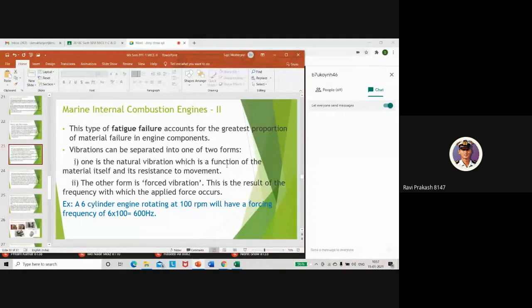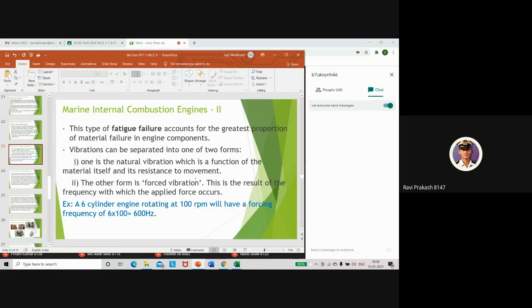One is the natural vibration, which is a function of the material itself and its resistance to movement. And the second one is the forced vibration. It cannot vibrate unless there is some force applied to it. That means if I force it, then only it will vibrate. If I hit it, then it vibrates. Otherwise, by itself, it is not going to vibrate. So there has to be a forced condition, a forcing frequency. If it is one force, it vibrates and then it stops. But if that forcing frequency is repeated, then it will continue to vibrate. So that is why most engine components are continuously vibrating, because the forcing frequency is continuously there.